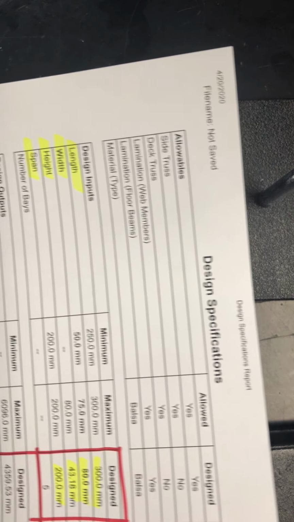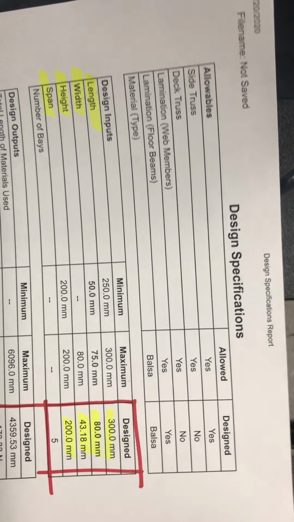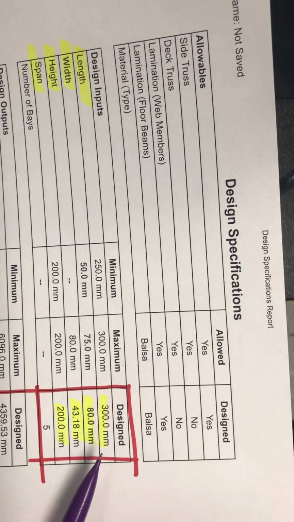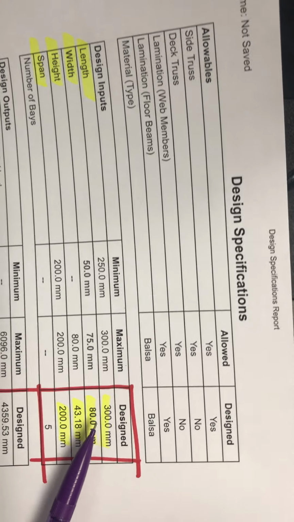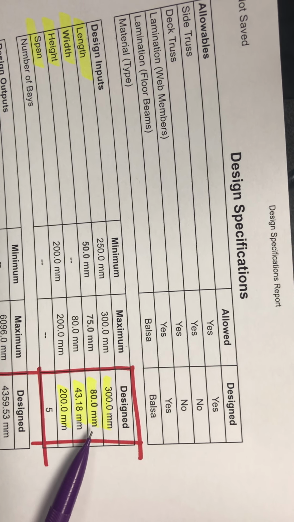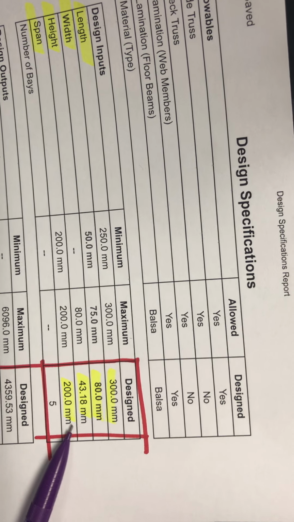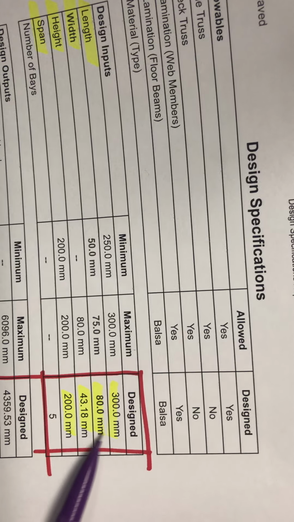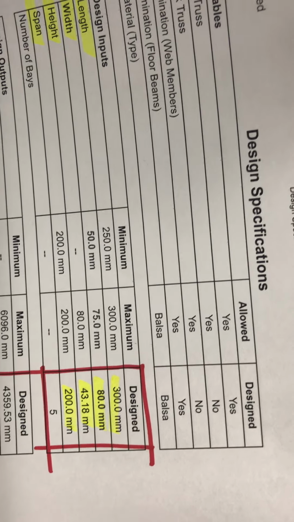What you're gonna get is a sheet that says design specifications, and the important stuff is the length, width, height, and span. So you can see those are my designed distances. So 300 millimeters or 30 centimeters. I would convert everything into centimeters right away. I have 8 centimeters, I have 44.3 centimeters, and I have 20 centimeters, okay? So this is a bridge I just threw together really quickly. I wouldn't recommend making this, but it's just to kind of show you what's going on.